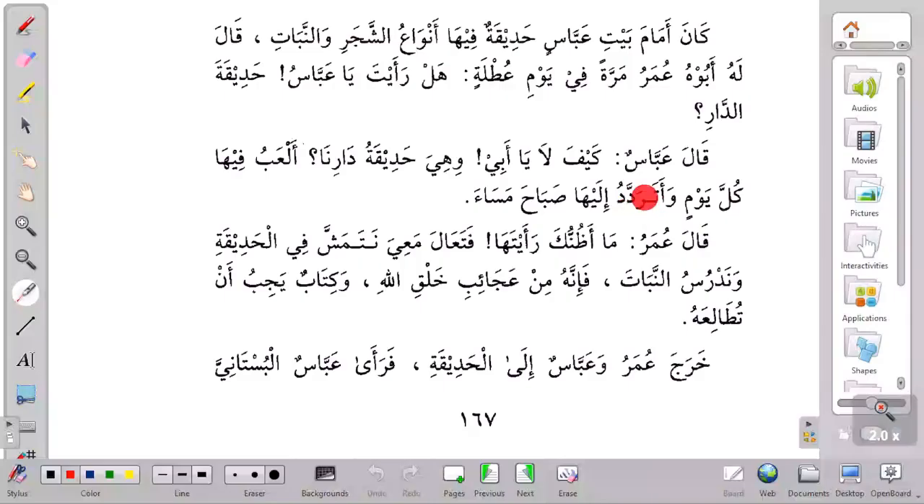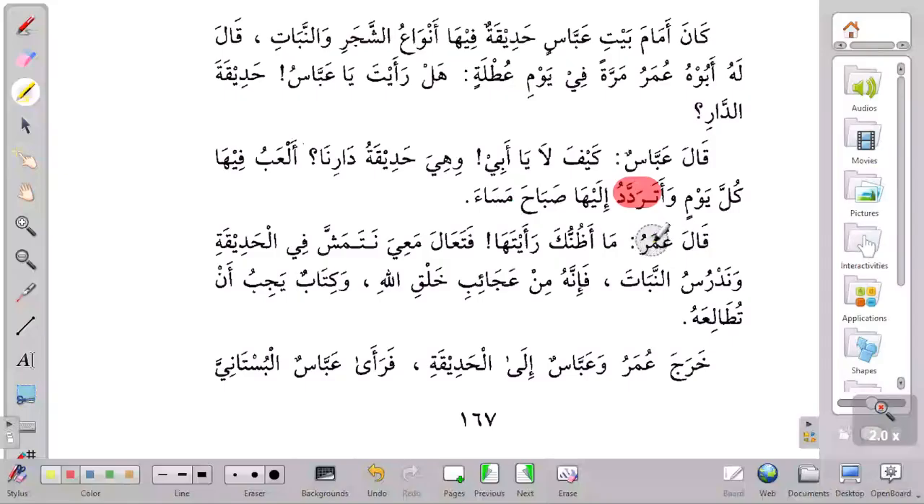Wa ataraddadu ilayha sabaha masa'a, and I return to it. The verb here is taraddada yataraddadu. It means to return to something up and down, to keep repeating or keep going back to something. That is taraddada yataraddadu. So I keep on going up and down to it, sabaha masa'an, morning and then evening.